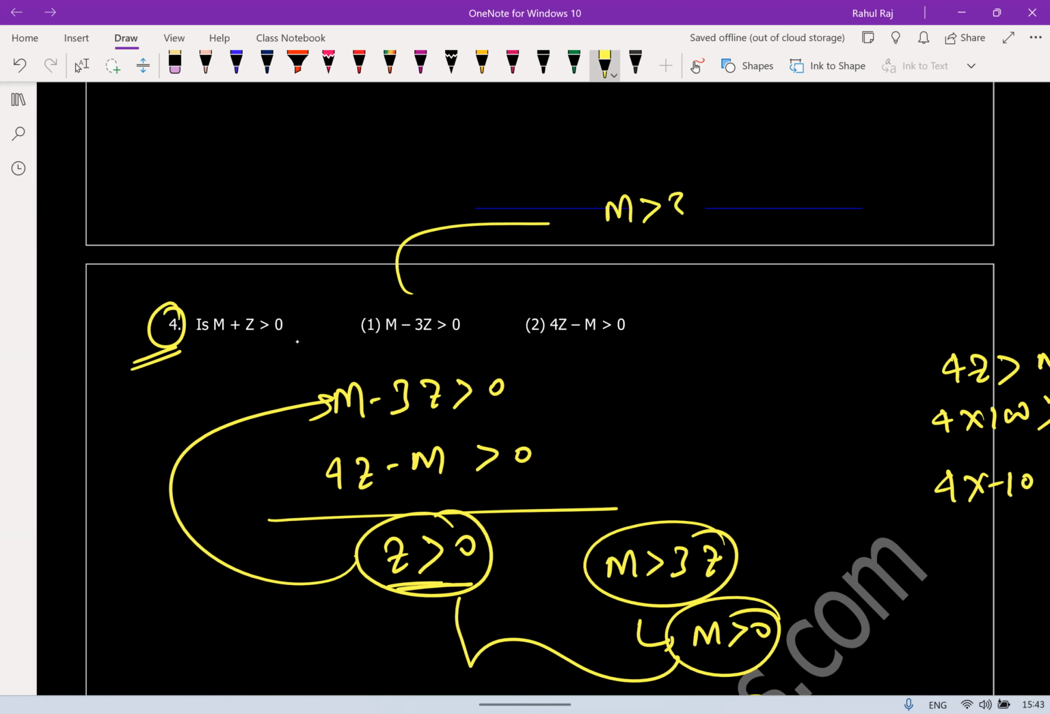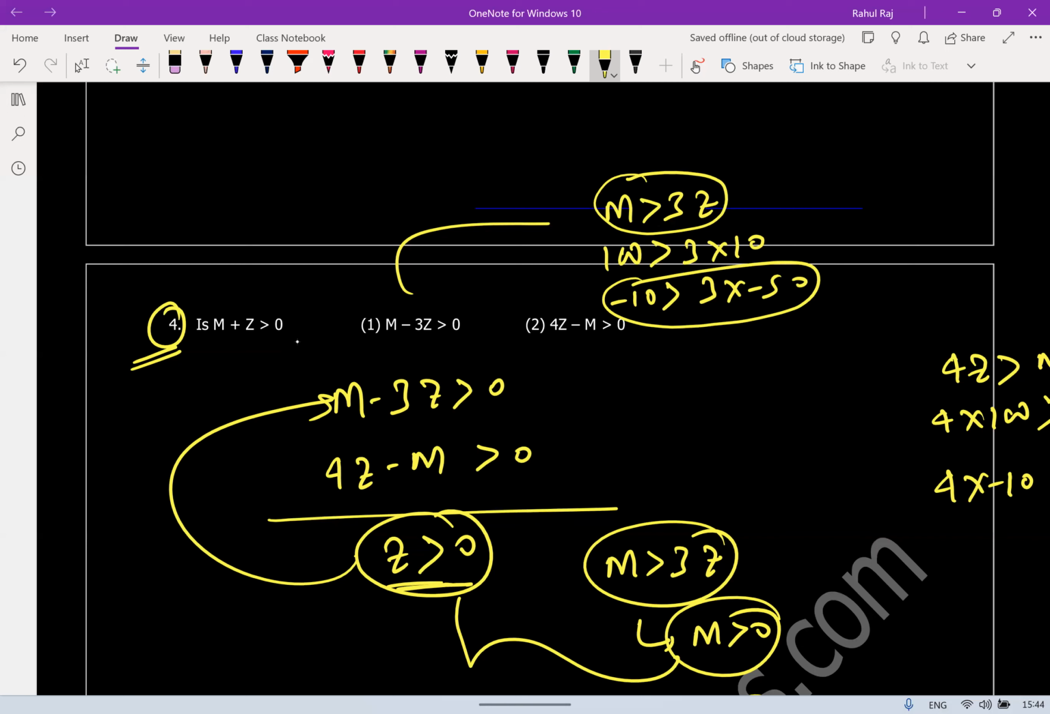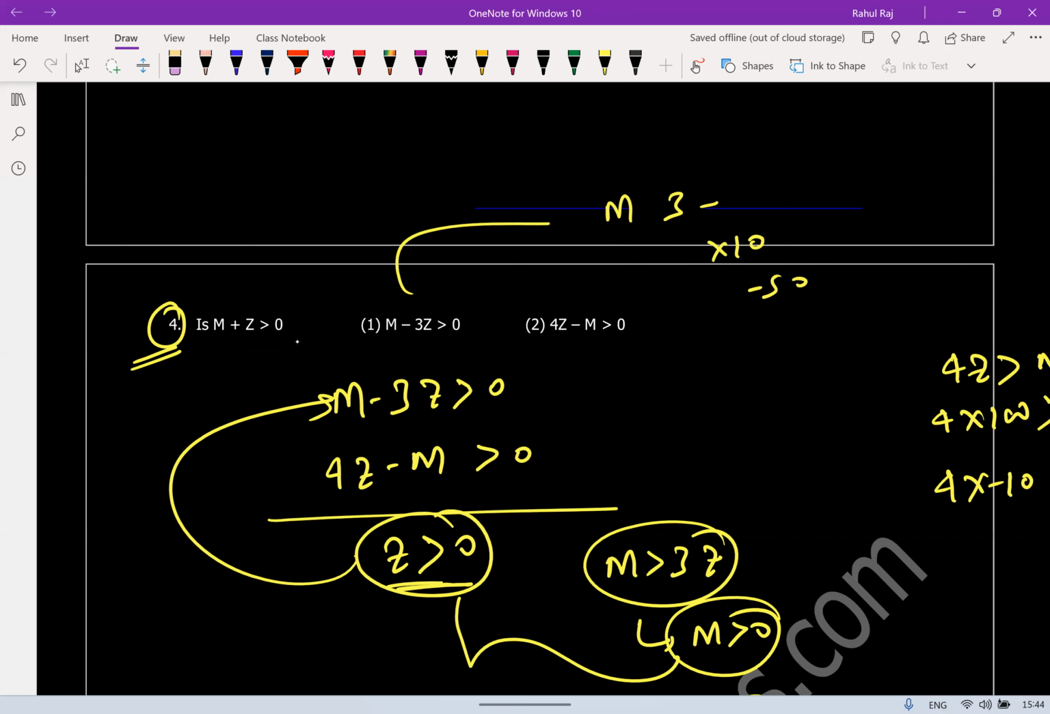It says that m is greater than 3z. Now, I know that m can be greater than 3z irrespective of whether m or z is positive or negative. That doesn't matter at all. That's the reason I simply choose numbers: 3 into 100 is greater than 3 cross 10, or minus 10 is greater than 3 cross minus 50. Doesn't matter at all. In this case, m plus z is greater than 0, and m is greater than 3z. In this case, m plus z is less than 0, and still m is greater than 3z. That's all. There is no compulsion that you should take a number, it's all based on your own convenience. Just ensure that you don't compromise with the answer.